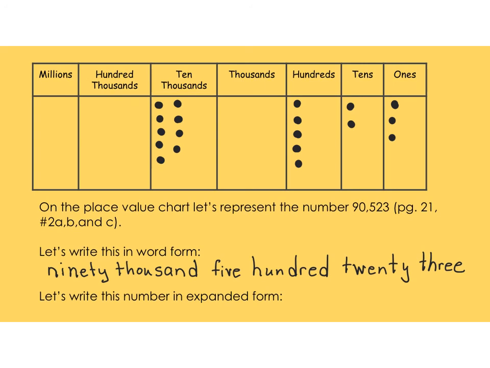Okay, remember, let's see how we expand that number out. Okay, so I expanded that out in expanded form, and I had 90,000 plus 500 plus 20 plus 3.